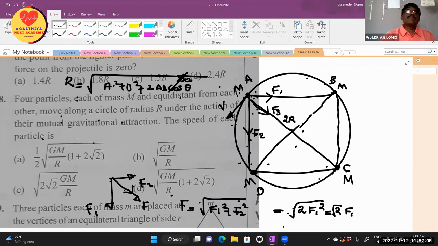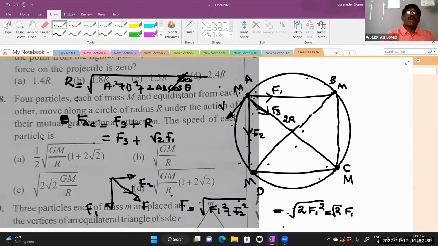Now let us convert to the resultant force, the total force. That is the total resultant force acting between A and C. Already one force is acting, F3. This resultant force is also acting along F3, as root 2 F1.